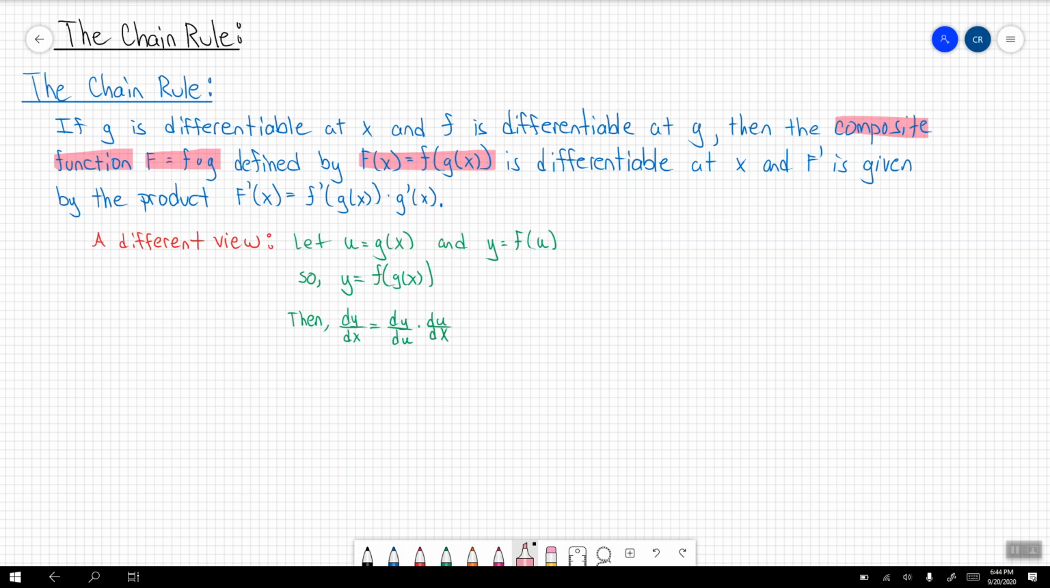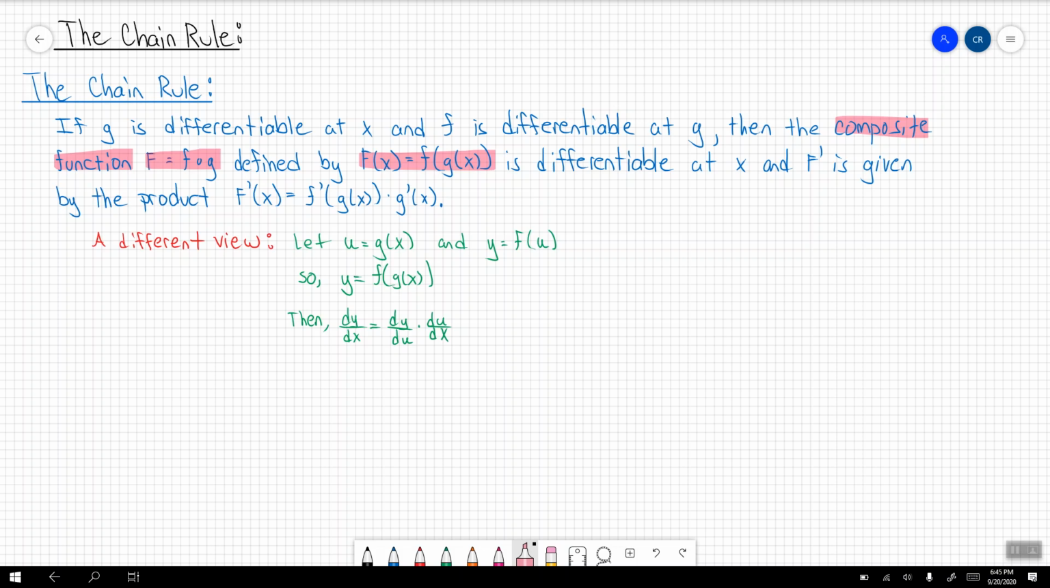The chain rule states that if g is differentiable at x and f is differentiable at g of x, then the composite function F is going to be defined by f of g of x. And this is going to be differentiable at x, and F prime is given by the product, F prime of x is equal to lowercase f prime of g of x multiplied by g prime of x. Then we have that differentiable function, therefore we're going to be able to take the derivative.